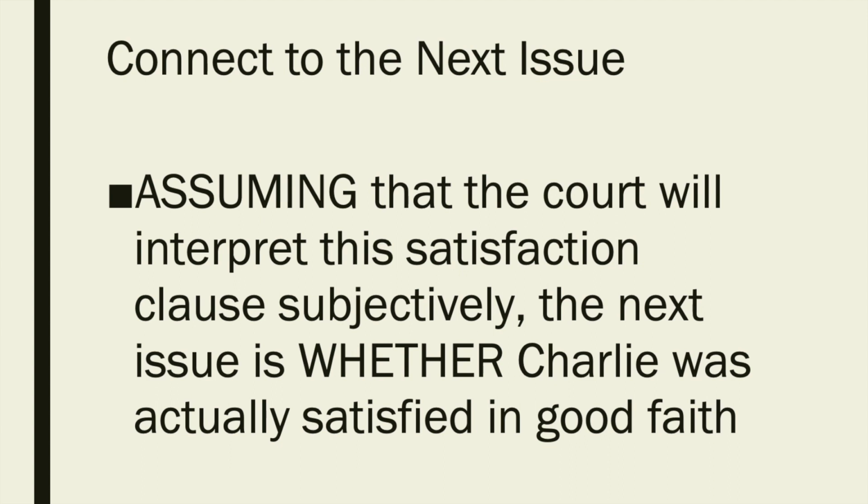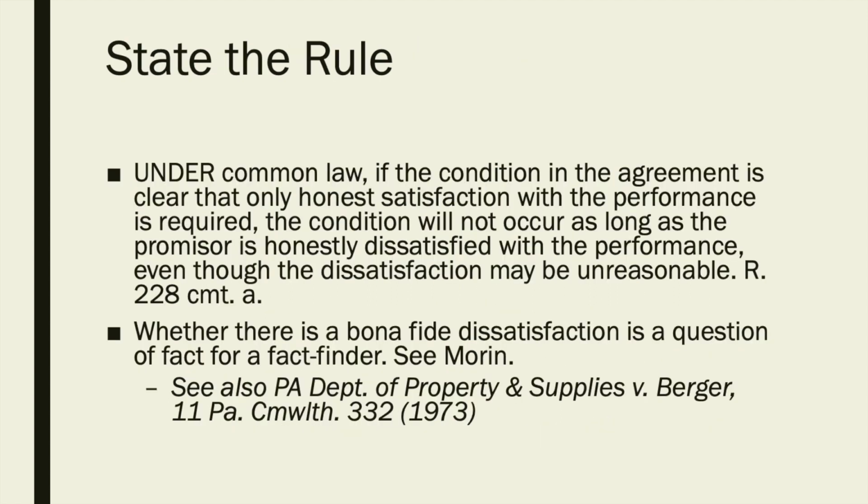So the rule, this is just the issue statement, right? So then we go into the rule statement. The rule is that under common law, if the condition in the agreement is clear that only honest satisfaction with the performance is required, the condition will not occur as long as the promisor is honestly dissatisfied with the performance, even though the dissatisfaction may be unreasonable.